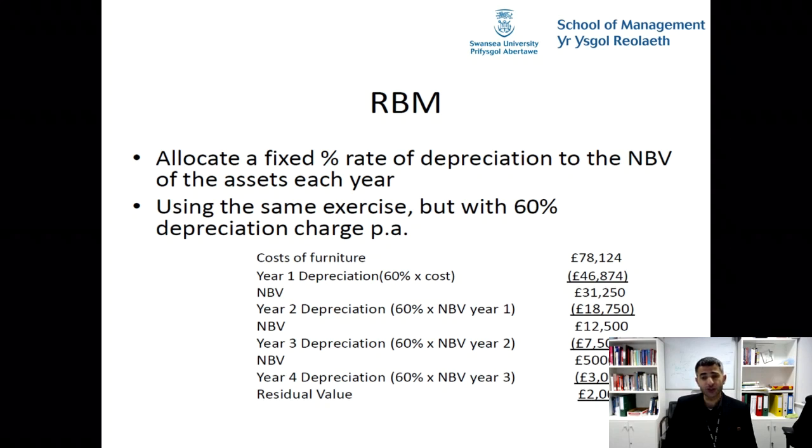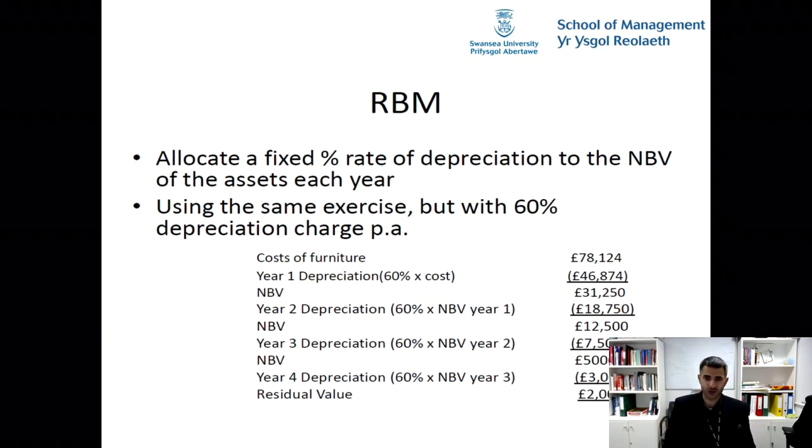When it comes to year two, you need to multiply the 60% not by the cost, but by the net book value at the end of year one, which is 31,250. You multiply by 60%, and the depreciation in year two would be 18,750. Now, to calculate the net book value at the end of year two, the net book value at the end of year one, 31,250, minus the depreciation in year two, 18,750, gives you 12,500 pounds.